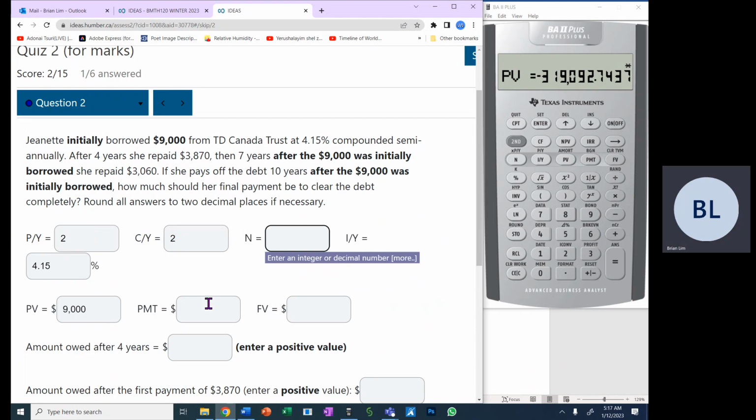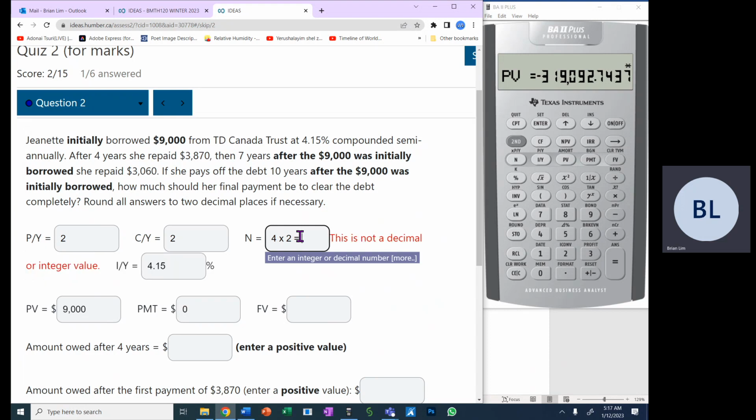And we use the calculator to do that. Payment is 0, and in this case, after 4 years now, she makes a repayment, right? So we're going to do for 4 years. Now it will be 4, and we will multiply by 2.